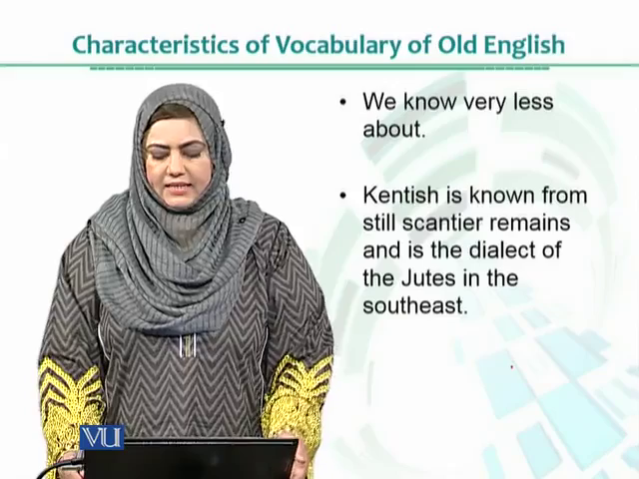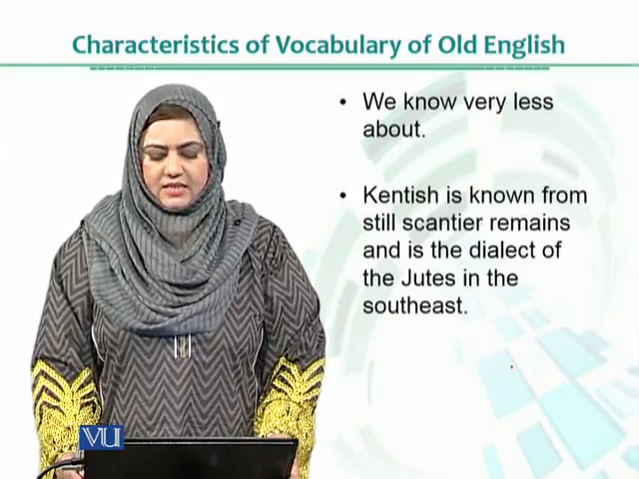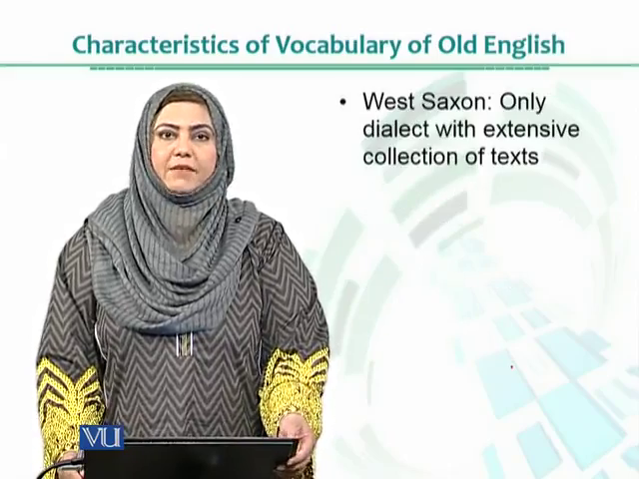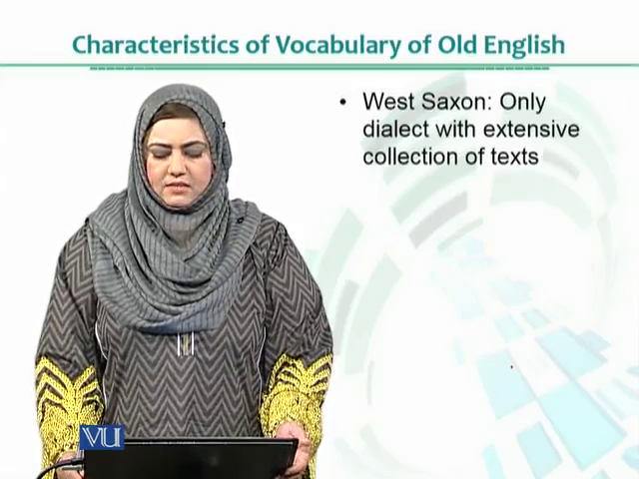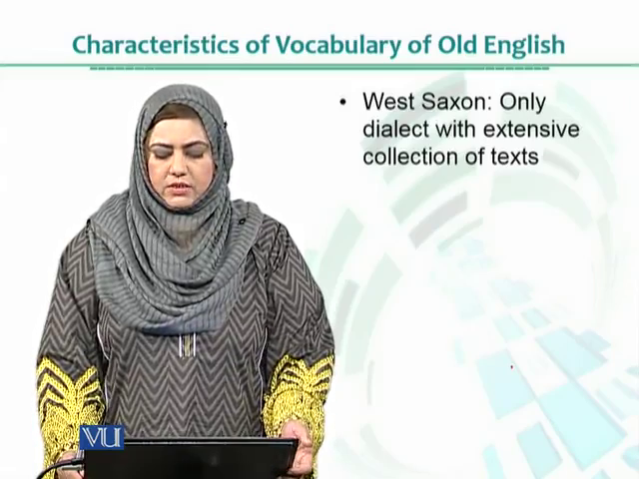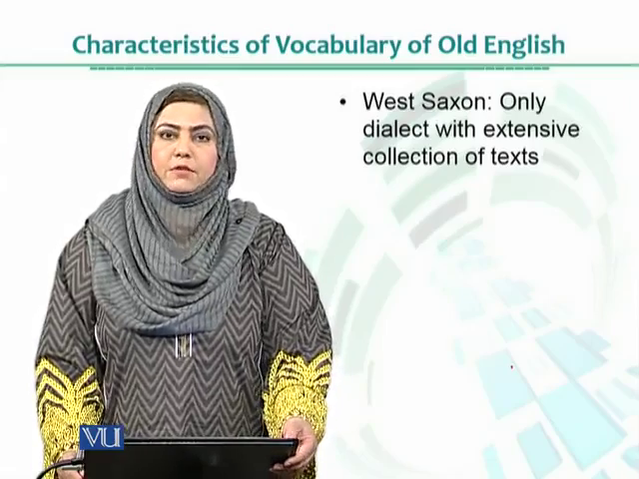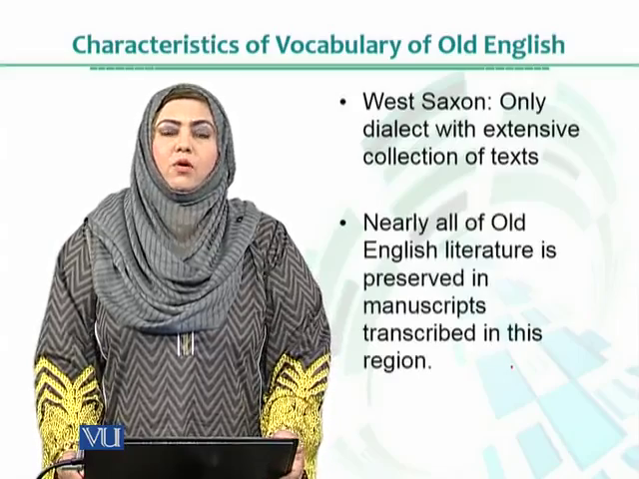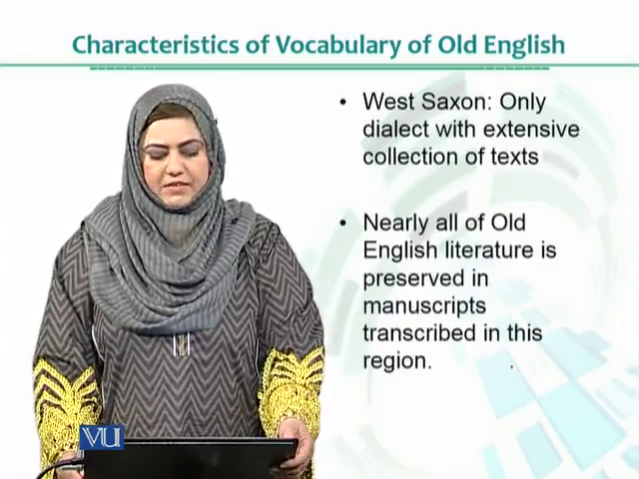For example, Kentish is known from still scantier remains and is the dialect that the Jutes of the Southeast spoke. So we have some knowledge of the vocabulary of that. Whereas West Saxon was the dialect that was extensively available in terms of different texts that have been found. And actually, almost all of the Old English literature is transcribed in West Saxon.